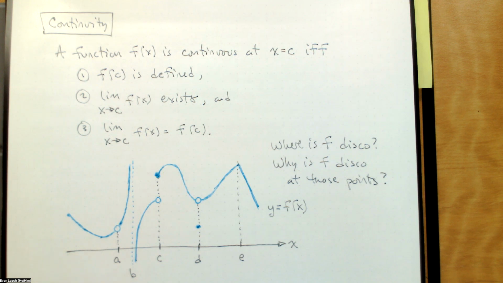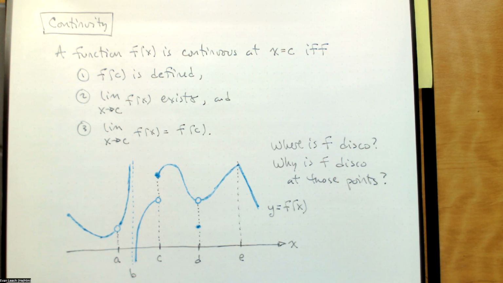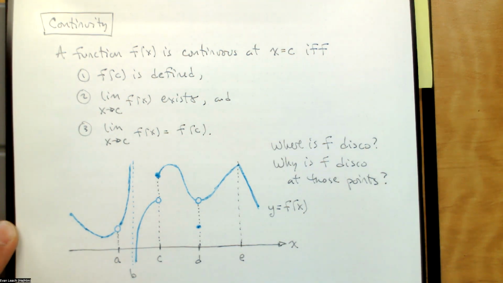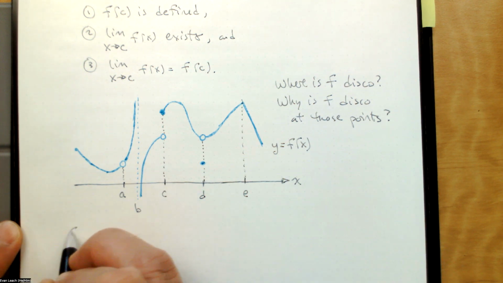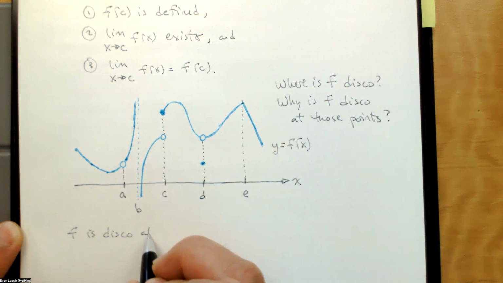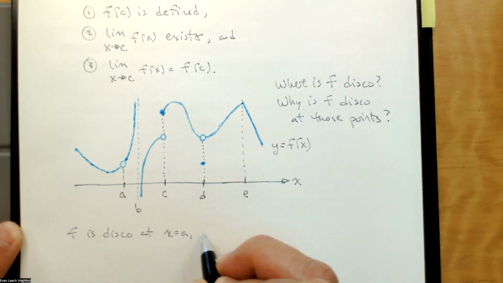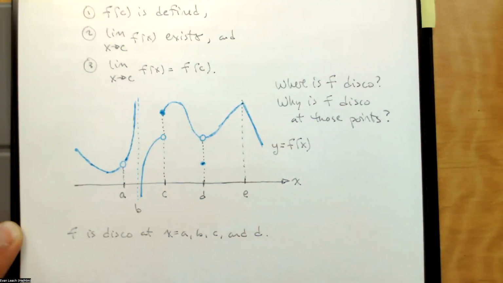So now we want to make sure that we understand why it's discontinuous there. More than just saying there's a gap, we have to explain what kind of gap we're looking at. That's what discontinuous means. There's some kind of gap. What kind of gap are we looking at? So, F is discontinuous at x equals A, B, C, and D.